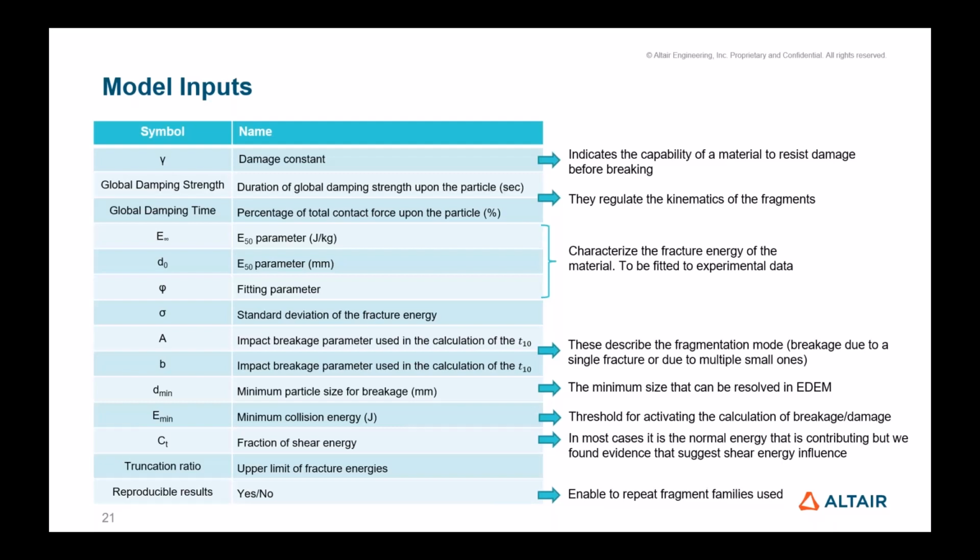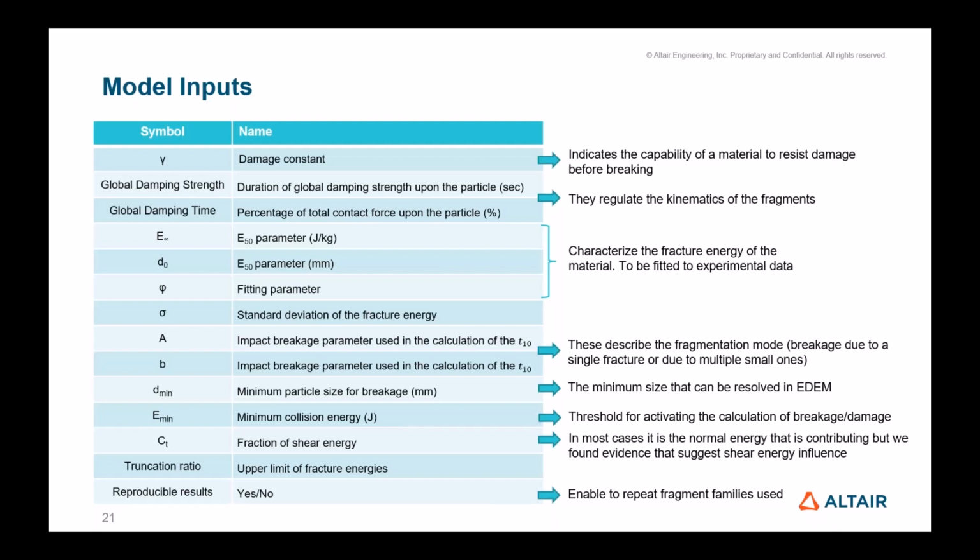And then the rest of the parameters, especially infinity, E50, and the phi fitting parameter, will characterize and affect the fracture energy of your material. So they will dictate how much energy your material can withstand before breaking. With the sigma, we apply standard deviation to that fracture energy. I said before that it's a distribution, so that plays a role. And then A and B will affect the calculation of the T10. And remember that T10 specifies the number of fragments and the size of these fragments that we choose after a breakage event. And then very important also to look at the D minimum.